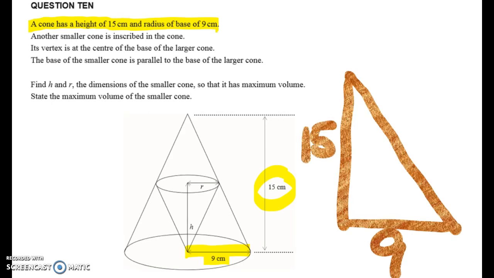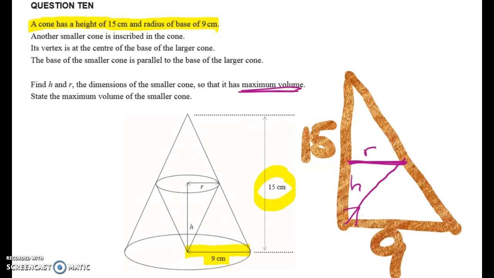Now, inside it is this little cone peeking out here, like that. The little cone has a radius of r, and it's got a height of h. What we have to do is figure out how we can maximise the volume of that cone.